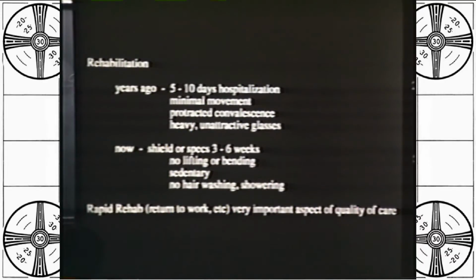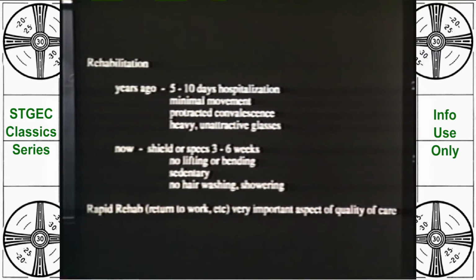Rehabilitation. I really think that the rehabilitation is a very important issue. People don't want to miss work. They don't want to not be able to take care of their grandchildren. It's a very important aspect of quality of care.